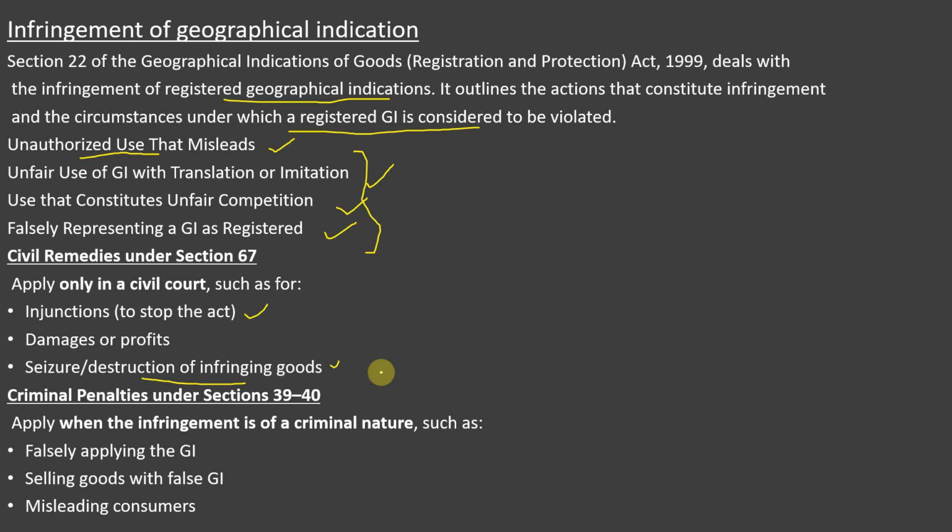So, criminal penalties are defined under sections 39 and 40. They apply when the infringement is of criminal nature, such as falsely applying GI, selling goods with false GI, misleading consumers. So all these actions come under the infringement of geographical indication. So depending on the nature of action, either civil or criminal penalties are imposed.